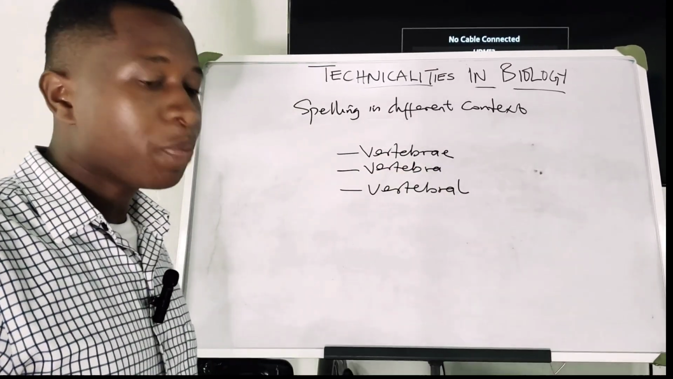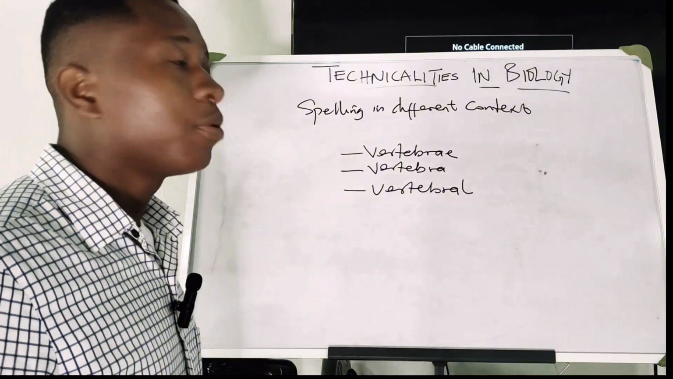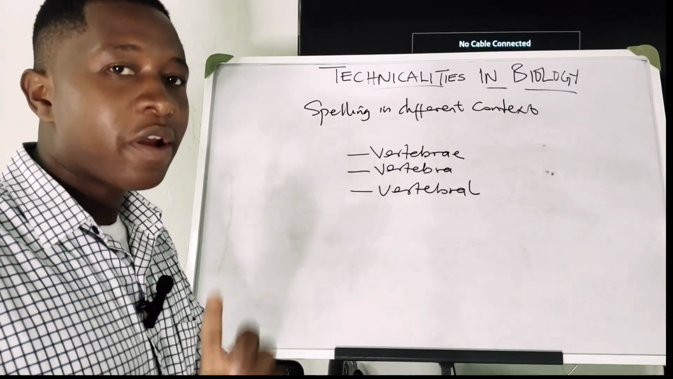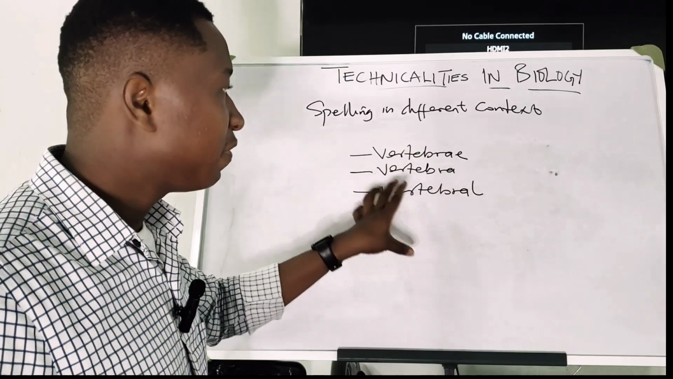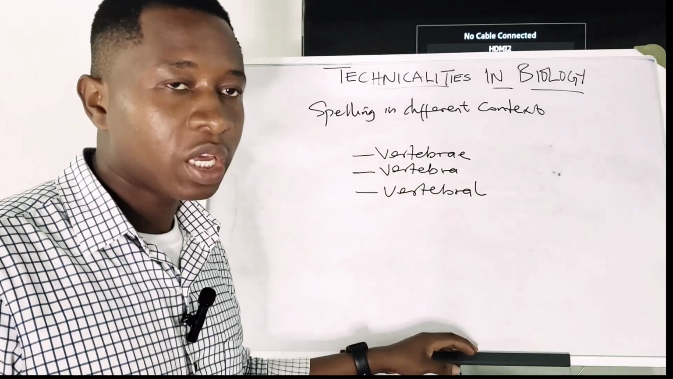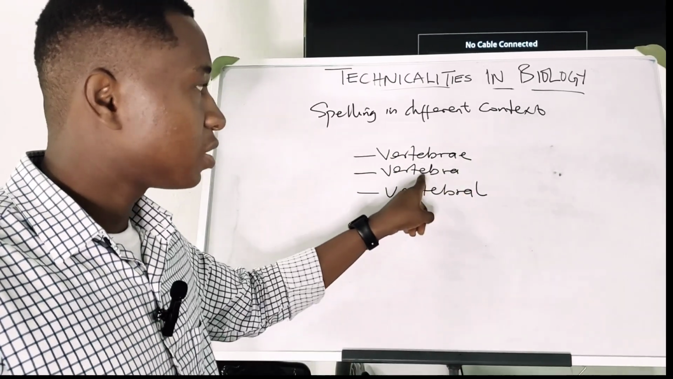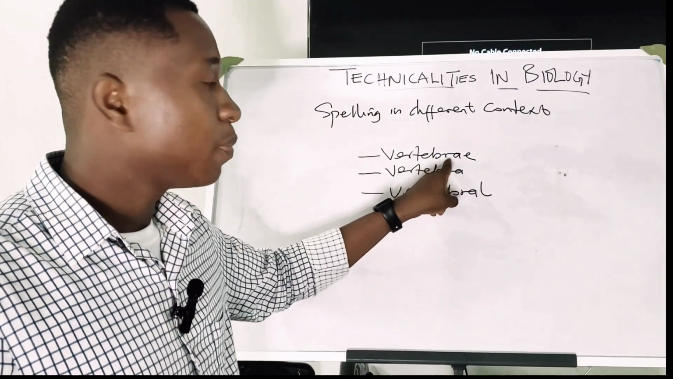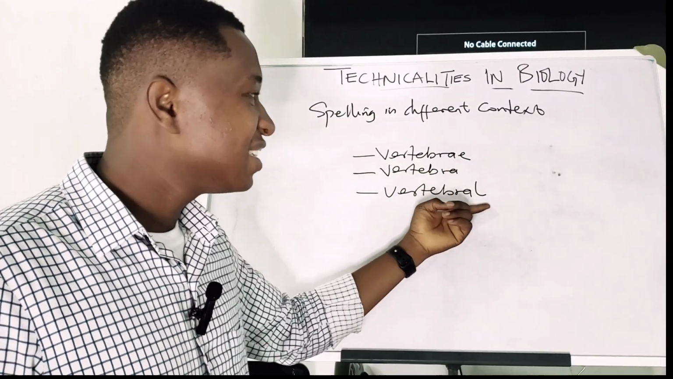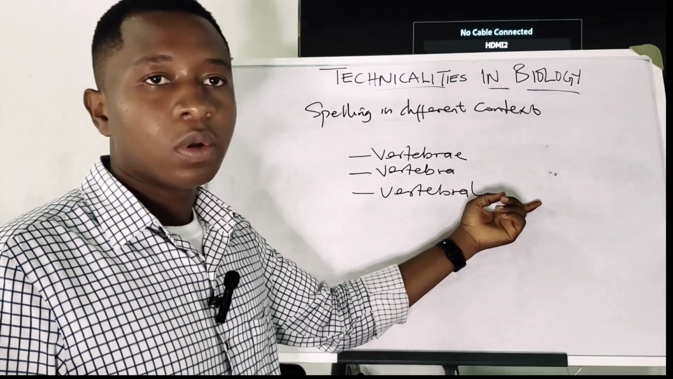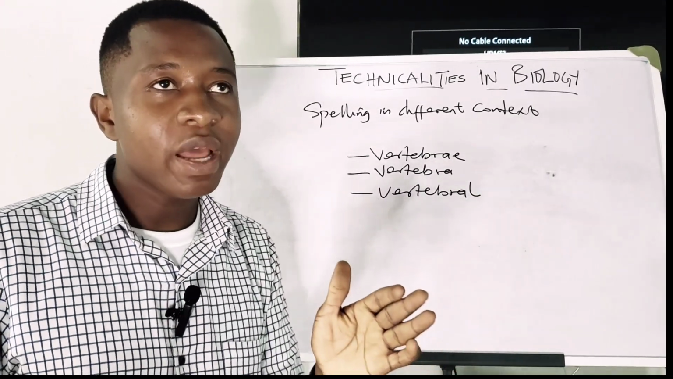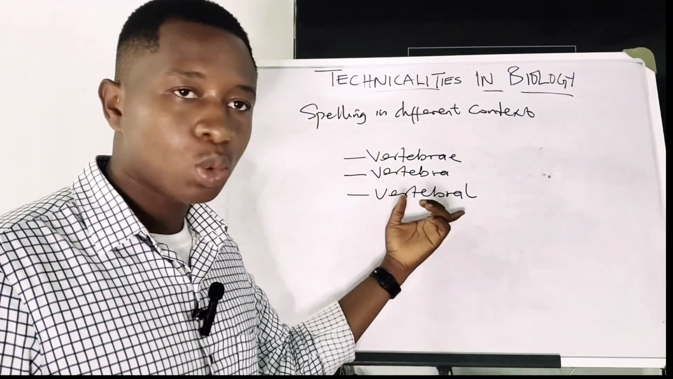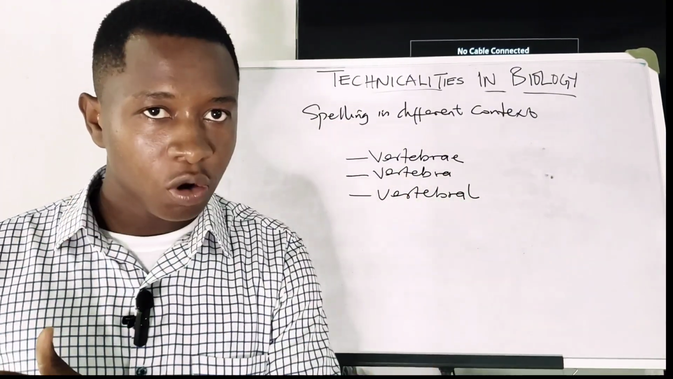Some people may just use these words anyhow, anywhere you see, you write any one of them. It is very wrong. These are used in different contexts. This is the plural form of this. This is the singular, the bone, vertebra. This is the plural form, vertebrae. Now, this is the column. When making a sentence like the vertebral column, that's when you have to use this one, vertebral column.